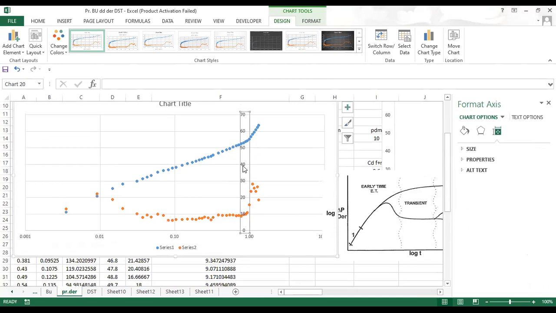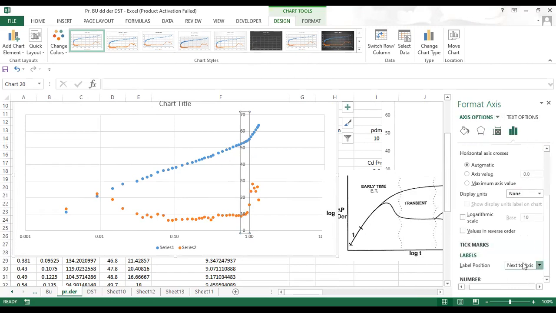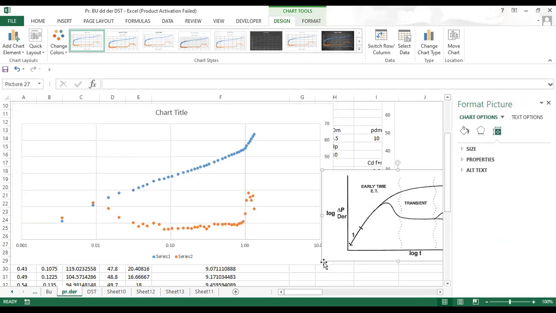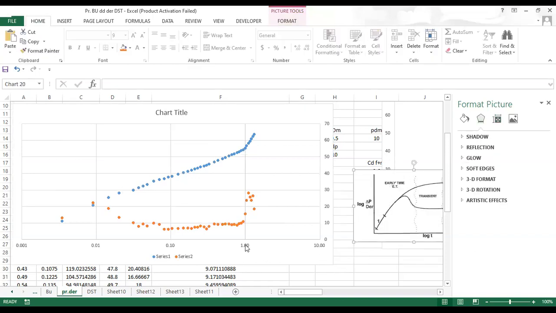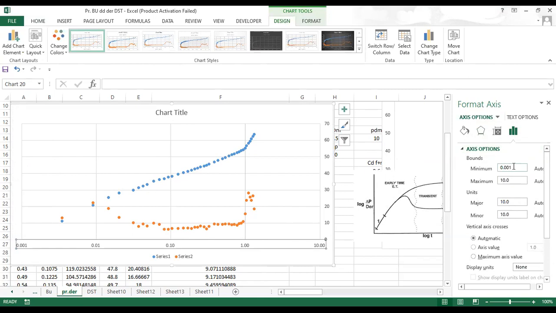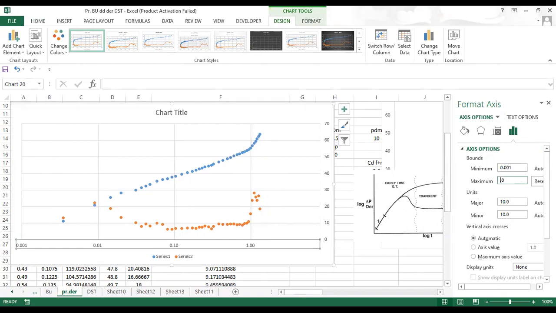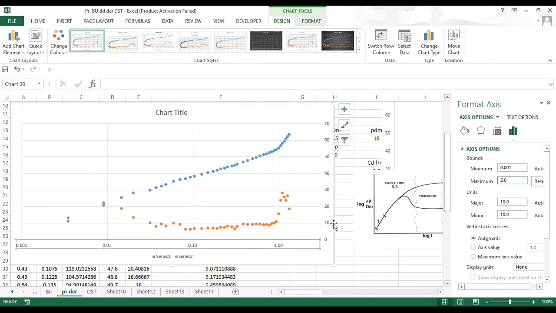And I will keep this beside at the end of the graph. That is, go to labels, go to height. So it has gone to the end of the graph, and we can adjust the value of this also to be 0.001 highest, and we can make it up to 5, 7, 8, 2 to 3. Okay, something like this.